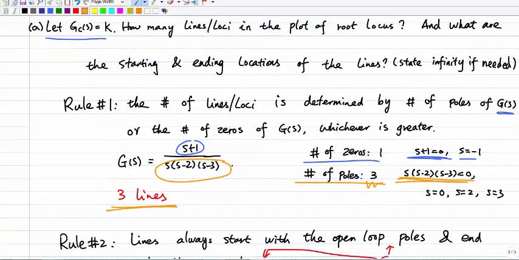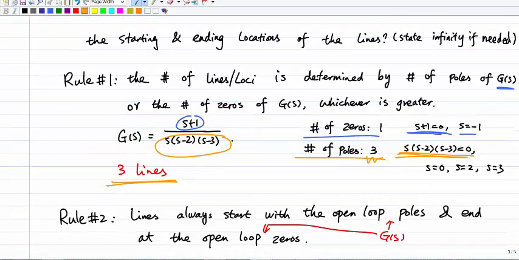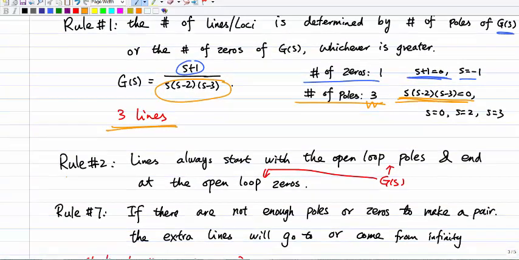The second question: what are the starting and ending locations of the lines? Rule number 2 says the lines always start at the open loop poles, which means the poles of G(s), and end at the open loop zeros, which means the zeros of G(s). This is what it means.